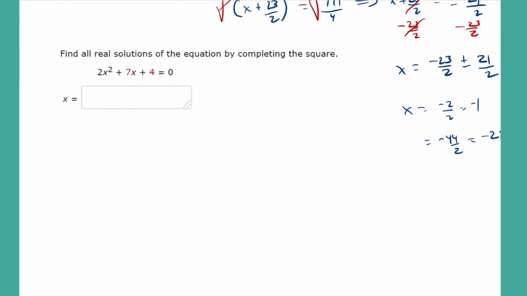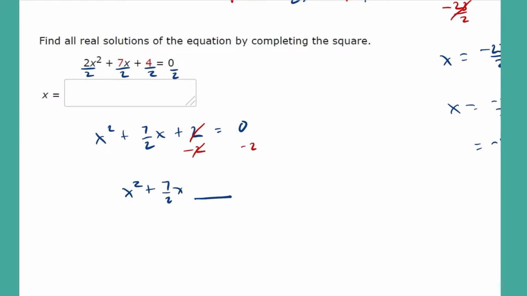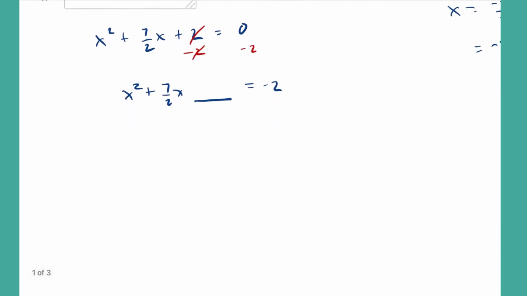The next problem has the same instructions: completing the square. This time there is a leading coefficient that is not equal to 1. So our first step is to divide that number out, because you always need a 1 there. So that becomes x squared plus 7 halves x plus 2 equals 0. Our next step is to move the c term over by subtraction. x squared plus 7 halves x blank equals negative 2.